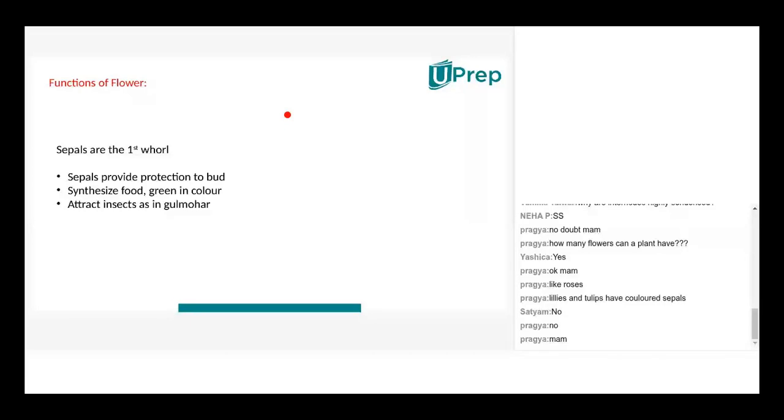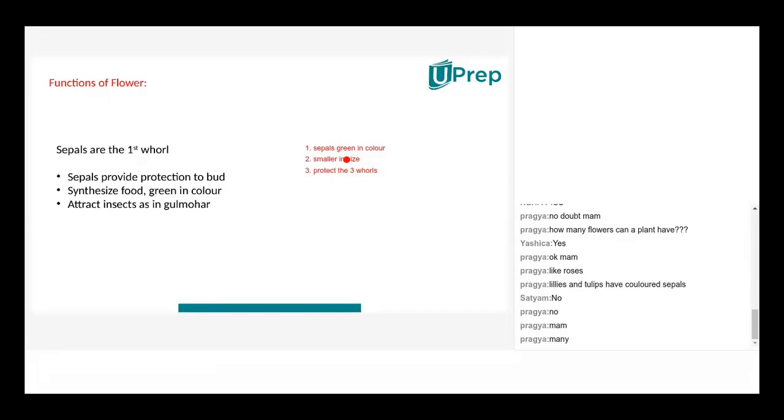Neha, please listen. This is the first whorl that I was discussing, sepals. What are sepals? Sepals, as I was saying, are most of the time green in color, 90% of the times. Right? Green in color. And they are comparatively smaller in size. What is their primary work? Their primary work is to protect the inside walls. The remaining 3 whorls are protected by the sepals, especially when it is in the form of a bud.